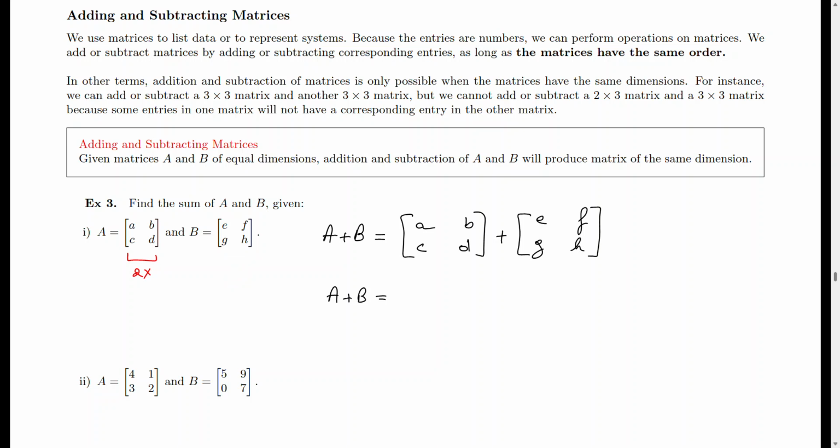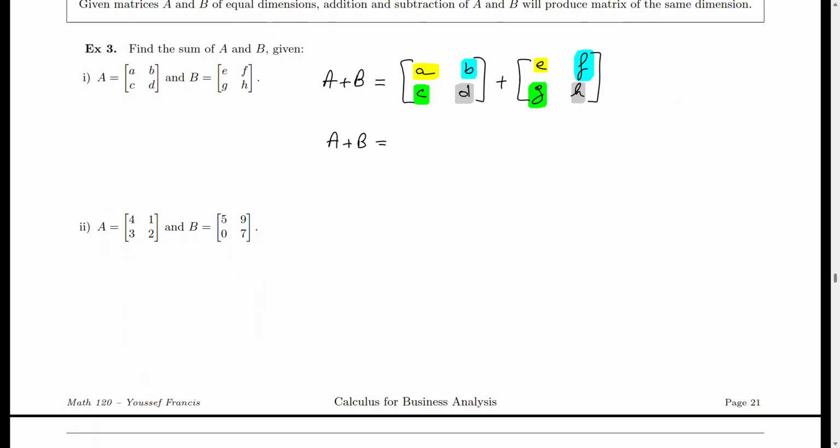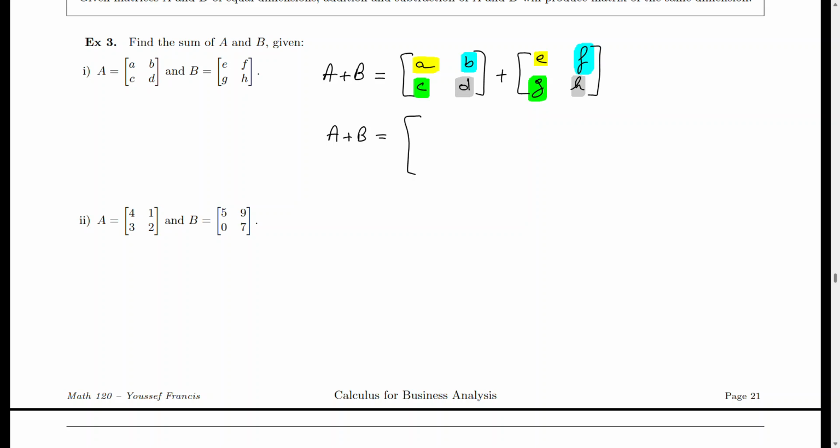It is okay to add the matrices, and what we do is we add corresponding values. So a gets added with e, b gets added to f, and so on and so forth for the rest of the variables. My result is going to be a 2 by 2 matrix with a lot of variables in it for this case because we don't have any actual numbers. So a plus e will be the first entry, b plus f will be the second entry, c plus g is the third one, and finally d plus h.